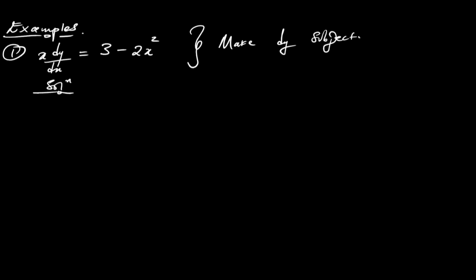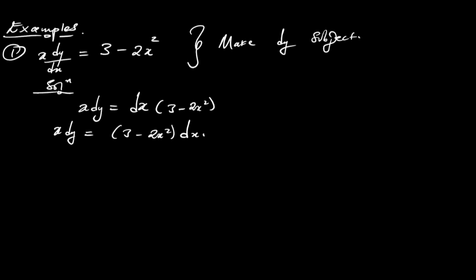So what I'm going to do is that I'll cross multiply. So I have x dy is equal to dx times 3 minus 2x squared. So we understand that this can also be written as x dy is equivalent to 3 minus 2x squared, then dx at the end. Now we want to make dy the subject, so we have to divide by x to both ends.